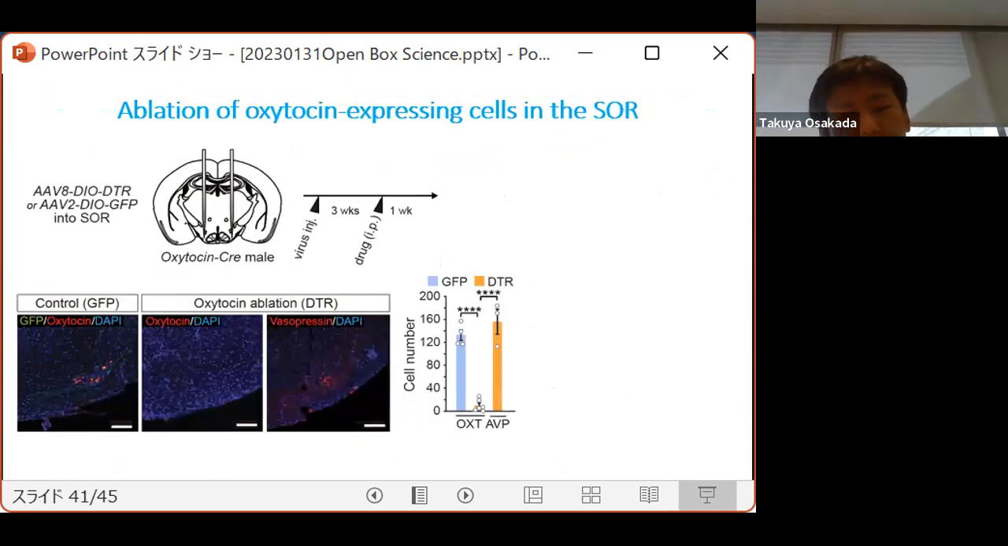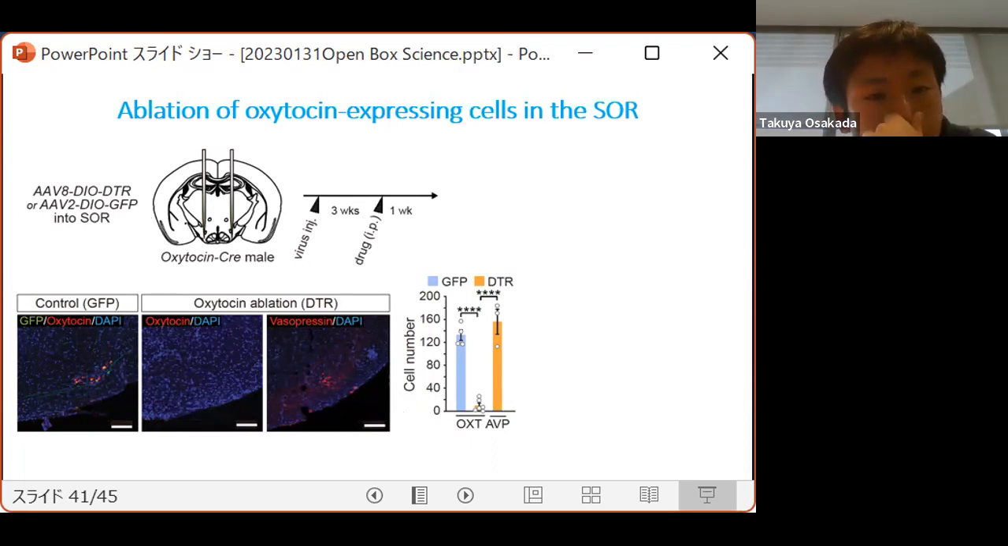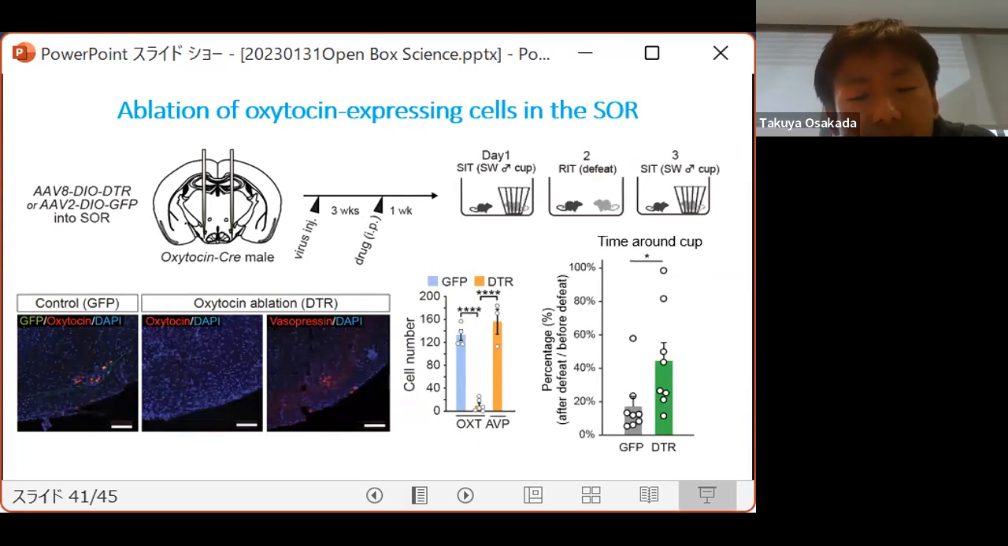The next two slides are functional studies of the SOR population. Here we performed cell ablation with a diphtheria toxin mediated strategy. When we inject the virus and apply the drug, the oxytocin cells are ablated. In SOR there is the oxytocin population and also the vasopressin population, but this gene-specific ablation works for oxytocin cells. We also performed the behavior experiment with GFP as a control and the ablated group. DTA showing green, the ablated group, showed less avoidance behavior.